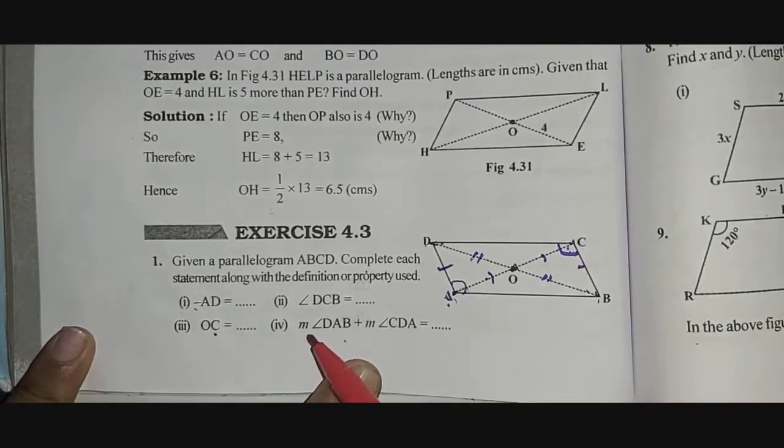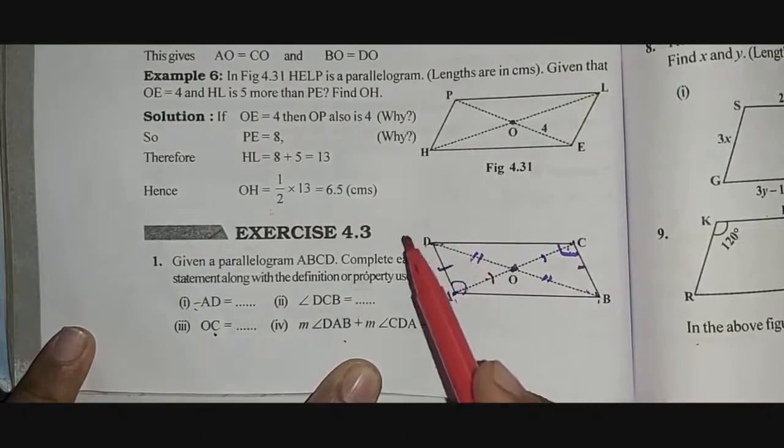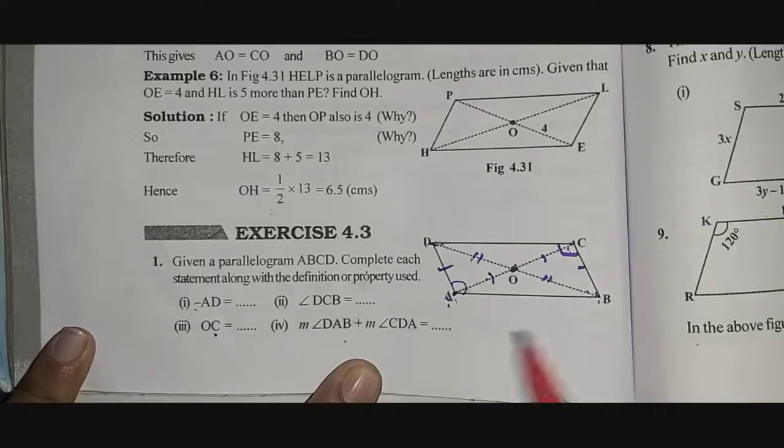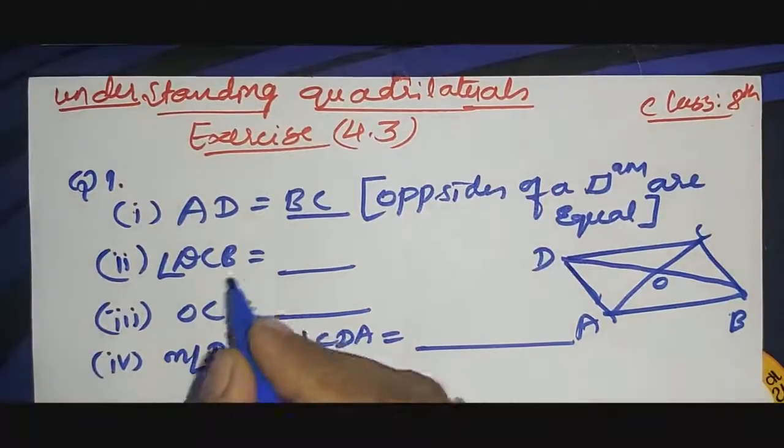See here, measuring angle DAB plus angle CDA, the adjacent angles are supplementary. So the answer is supplementary. I will write the solutions. Okay, here we have solutions.